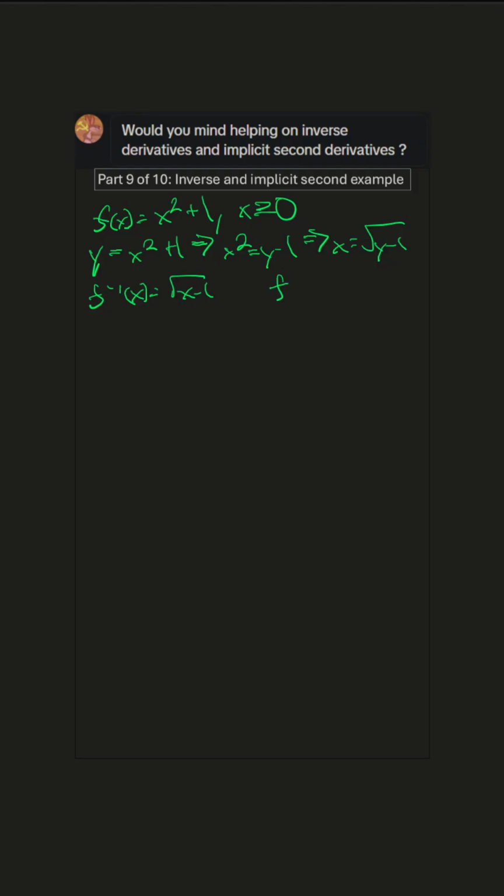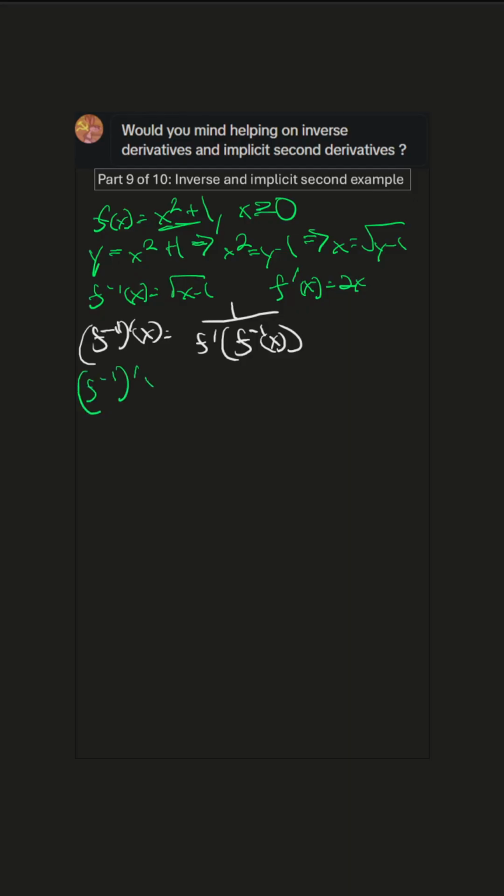Now let's find the derivative. So f prime of x equals, that's just 2x. Okay, so recall the formula for the inverse derivative. So f inverse prime of x equals 1 over f prime of f inverse of x. There we go. Now we just plug stuff in. So f inverse prime of x equals 1 over, what's f prime? 2x. So 2, and then what's f inverse? Square root of x minus 1. So that is the inverse derivative of that function.